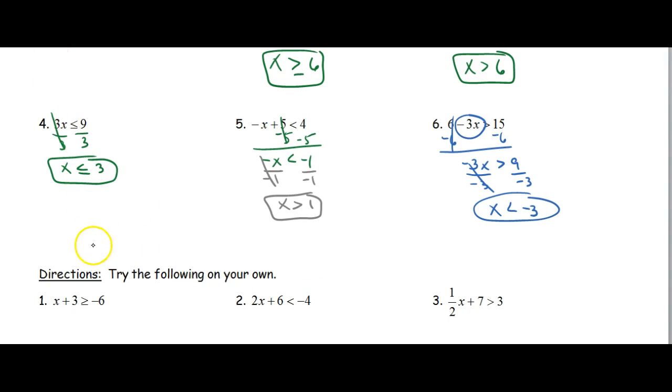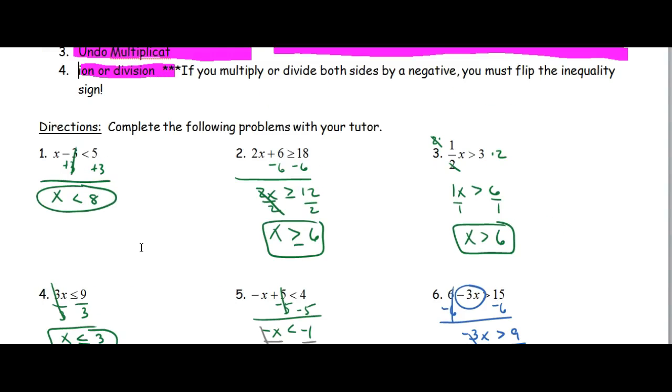Just because it was not an example here, let's talk about something else. If I give you the problem, let's say 3x is less than negative 12. When I divide this by 3, did I divide by a positive or a negative? I divided by a positive. Therefore, I do not flip the inequality sign. X is less than negative 4. You only flip the inequality sign if you divide by a negative.